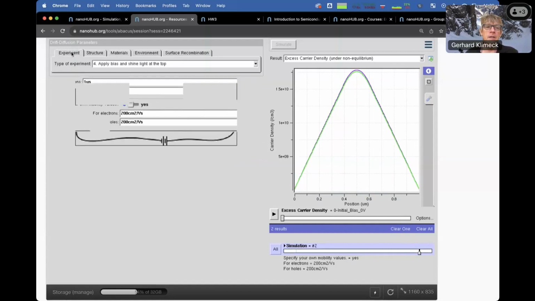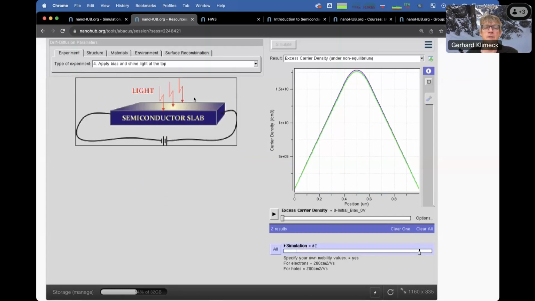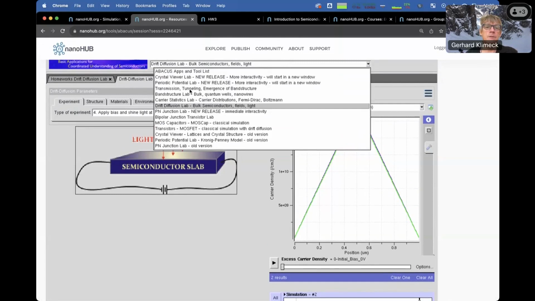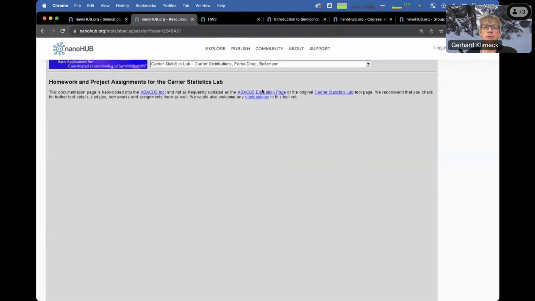And you can play around with all these various models of shining light from the top, shining light from the left, or just applying a bias, etc. So there is one more tool, which is a simple, cute toy tool.